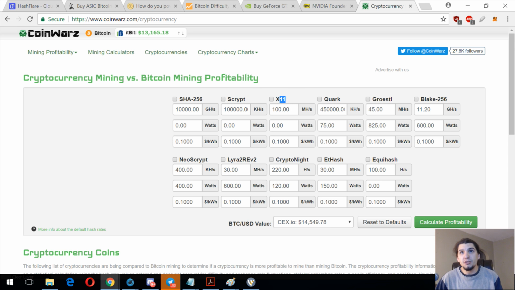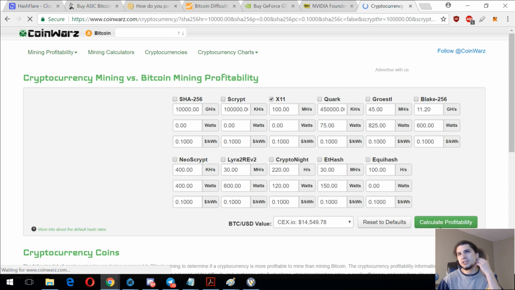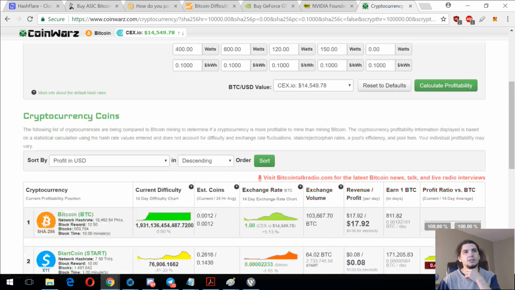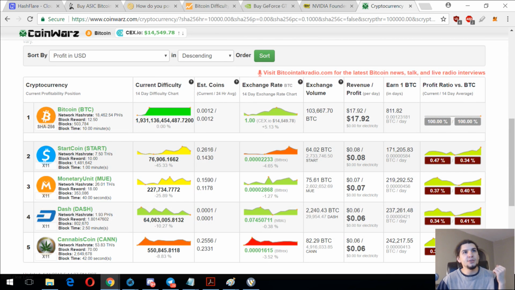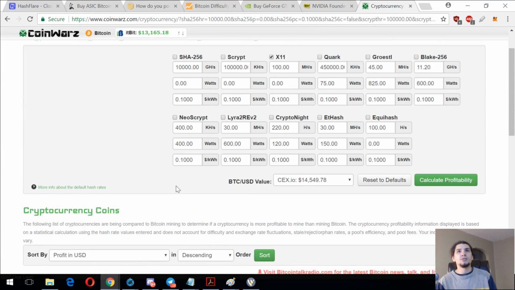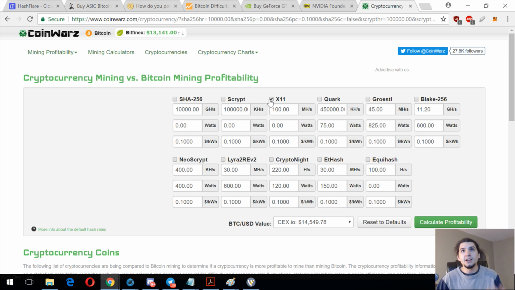Then there's other algorithms like X11. Dash is one of the coins that use X11, as well as I believe Potcoin. Why don't I just click X11? I'll just hit the button here, calculate, just for the sake of it. So what do we got? Okay, so here we go. Ignore where it says Bitcoin. So some coins that use X11 are Dash, like I said, Cannabis Coin, MUE, Monetary Unit, Start Coin. Okay, those are some coins that use the X11 algorithm.